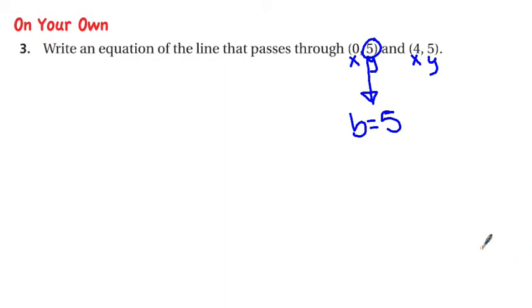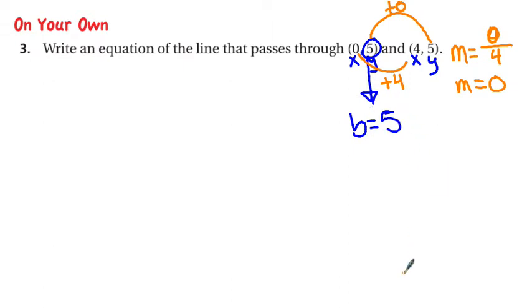Just like the previous problem, how do my y's change? They don't change. How do my x's change? They change by 4. So again, my slope is a change of 0 over a change of 4. Again, 0 divided by anything is 0. So I have a slope of 0 again, which we know means it's a horizontal line at y equals 5. Y is always 5. So my answer, y equals 5.